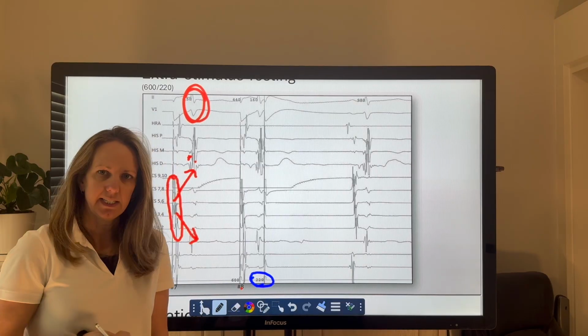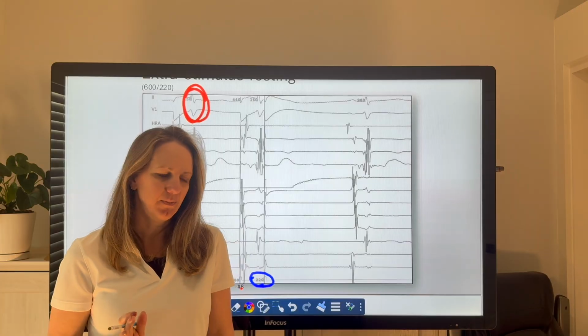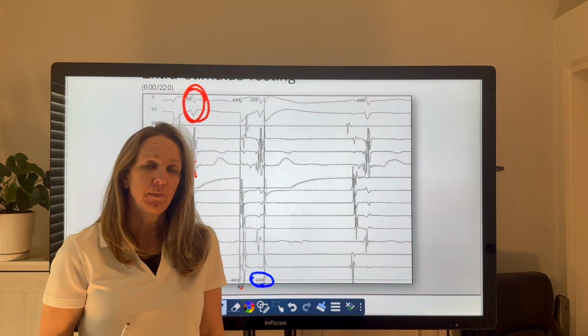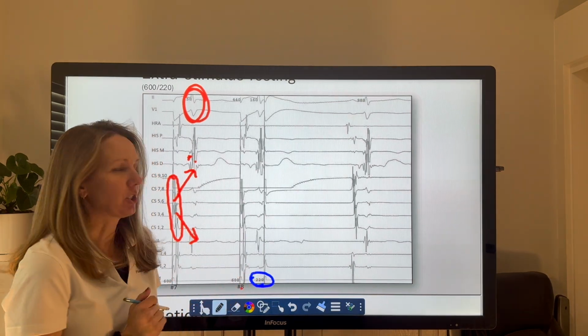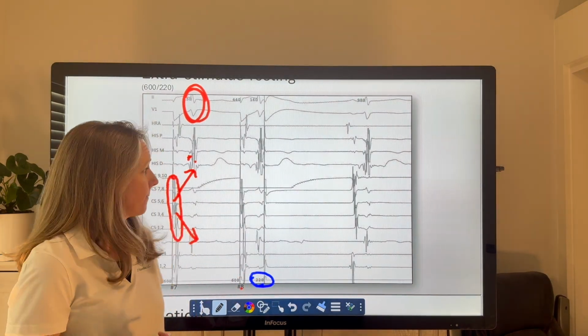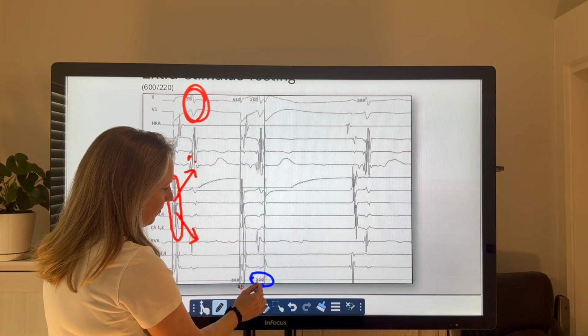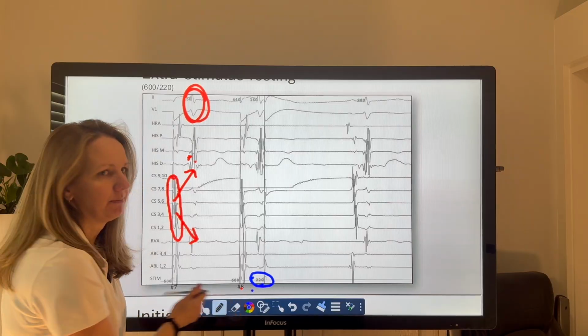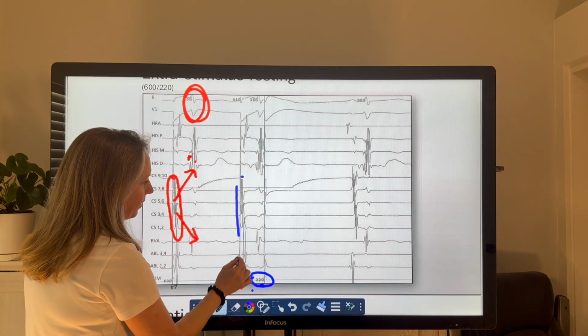Here, extrastimulus at 220. So this is our PAC, PAC because we're pacing the atrium. Did it capture? Here I see my pacing artifact, which is really nice when we have that stim channel. But look at this A on the previous beat.